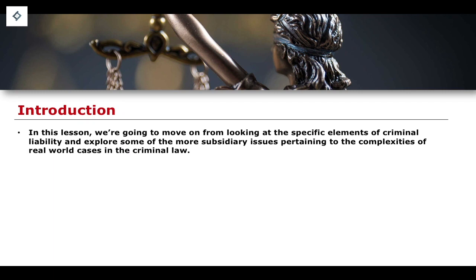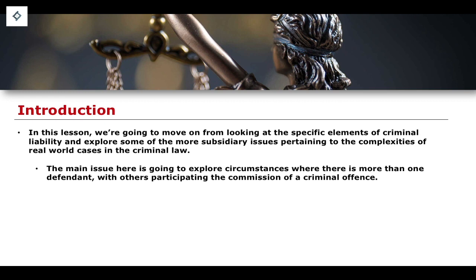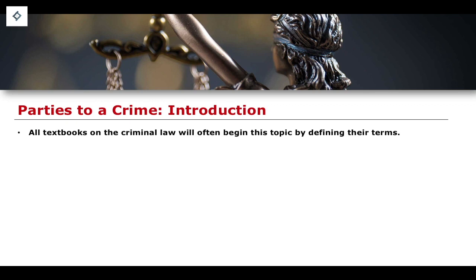So we're going to move on from looking at the specific elements of criminal liability. The specific elements of criminal liability, of course, refers to the actus reus of an offence, the mens rea of an offence, things like strict liability, recklessness, intent, things like omissions and causation, to one of the subsidiary issues, which looks at real-world cases in criminal law, exploring circumstances where there is potentially more than one defendant or offender, someone who is participating in the commission of a criminal offence. This is the idea of parties to a crime.